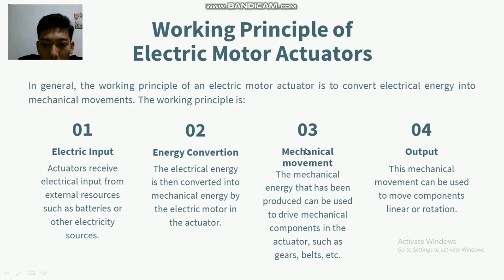And the third, mechanical movement. The mechanical energy that has been produced can be used to drive mechanical components in the actuator, such as gears, belts, etc. And the fourth is output. This mechanical movement can be used to move components linearly or in rotation.